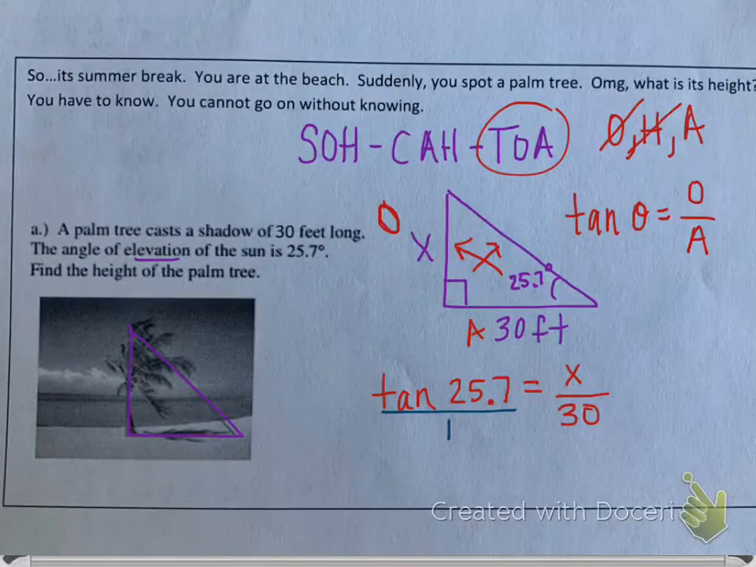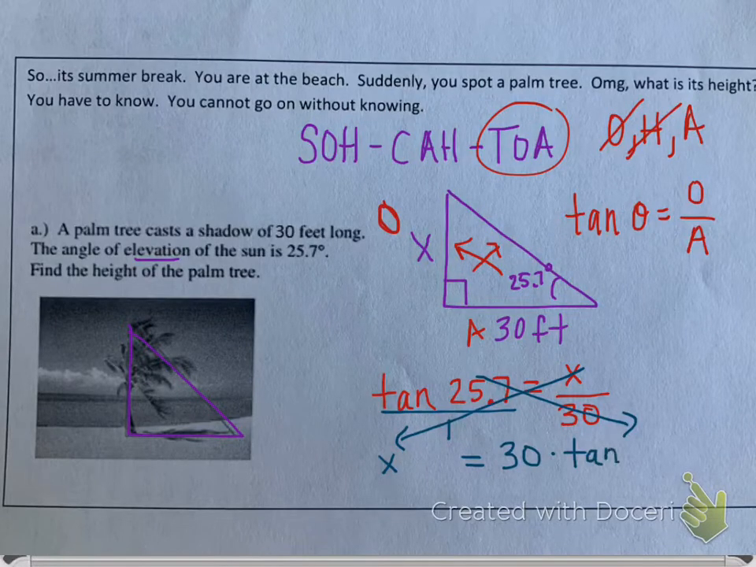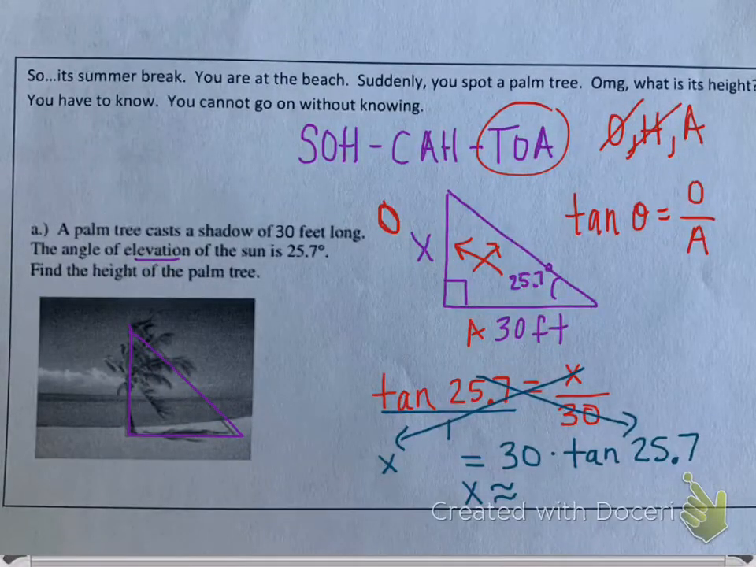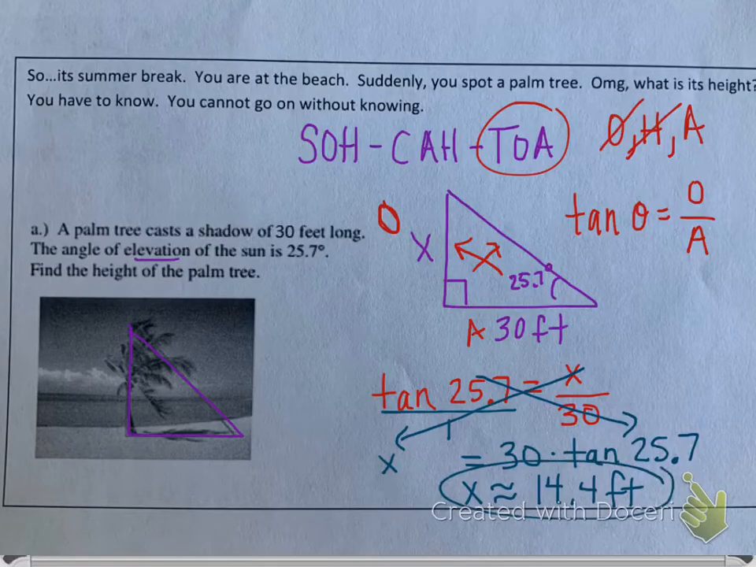Since the right side's a fraction, let's make the left side a fraction by putting a 1 under, and then we cross multiply. 1 times X is X, and that's equal to tangent of 25.7 times 30. I'm just going to write this as 30 times tangent of 25.7. We're going to round to the nearest tenth when we type this in. So I'm going to grab my calculator here, and I'm going to type in 30 times 25.7 tangent equals, and I get approximately 14.4 feet for the height of that palm tree.